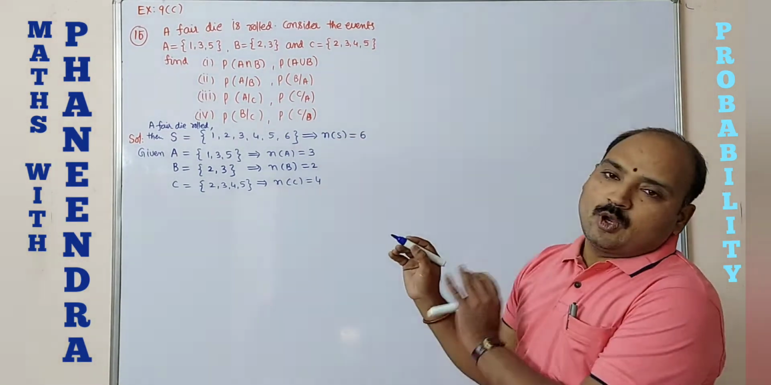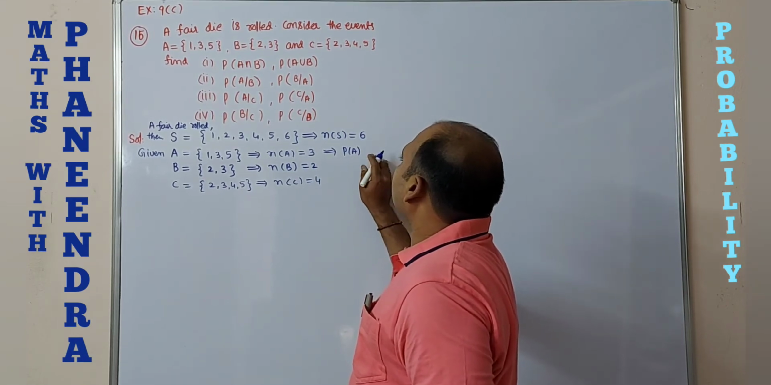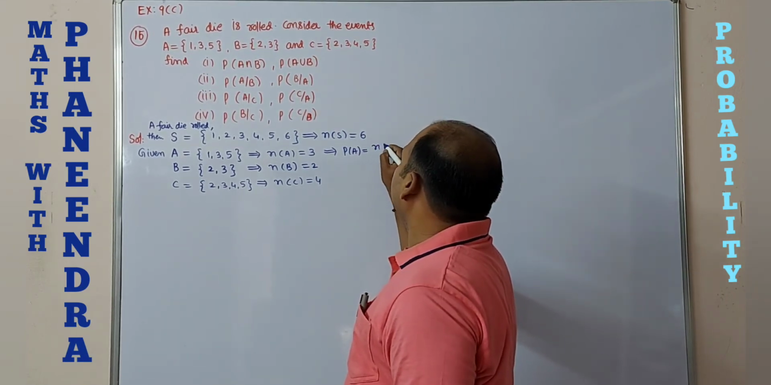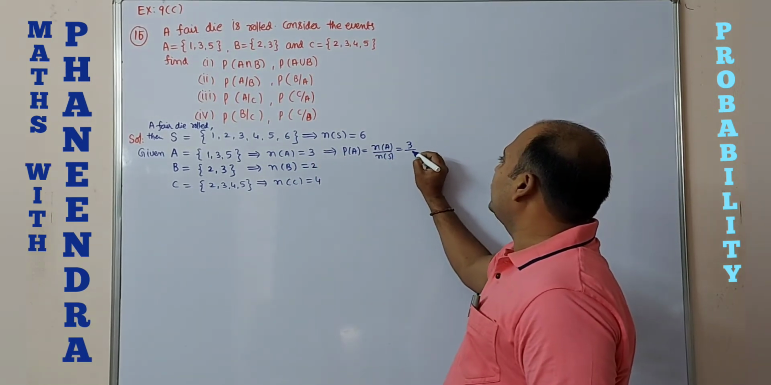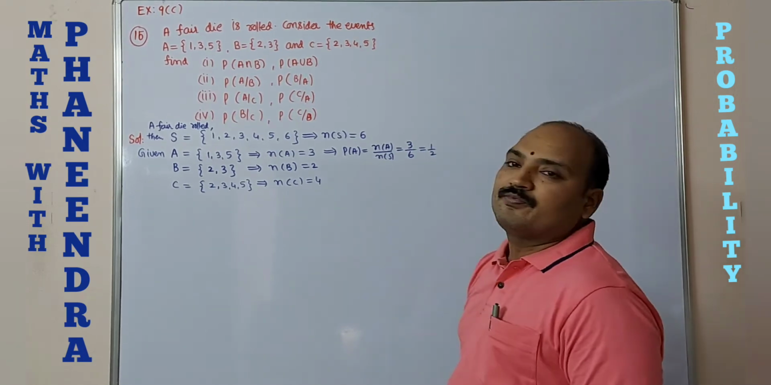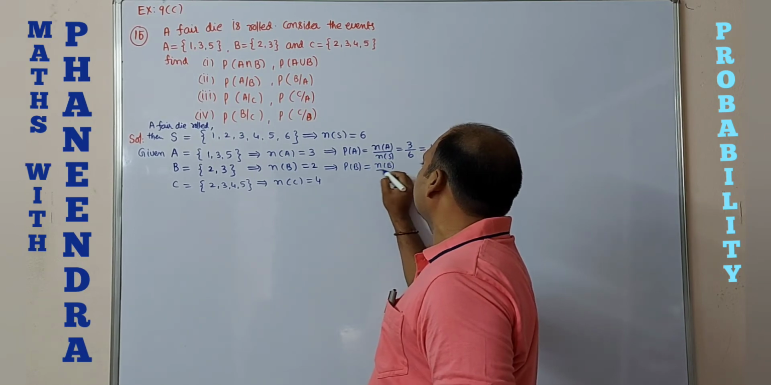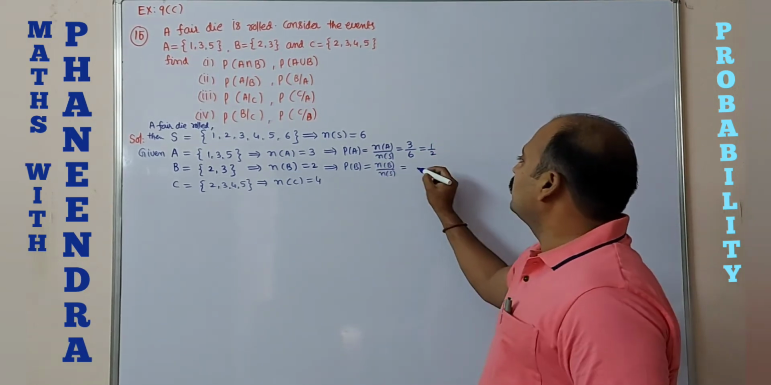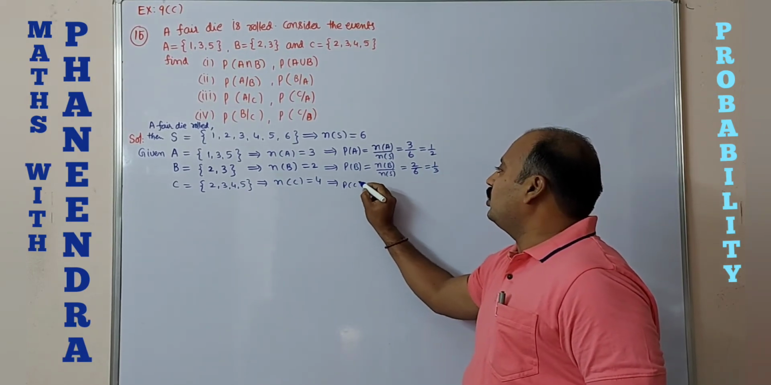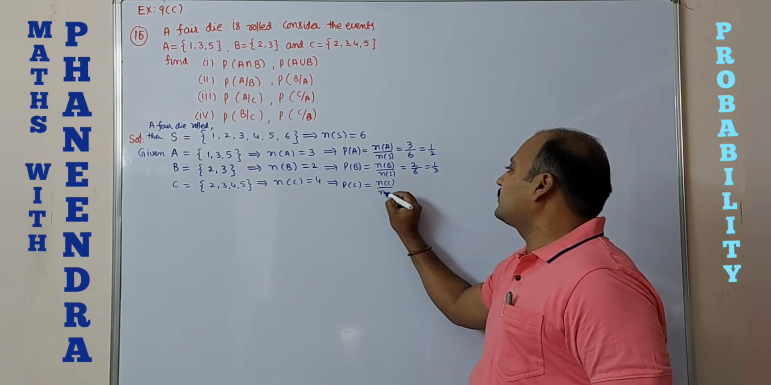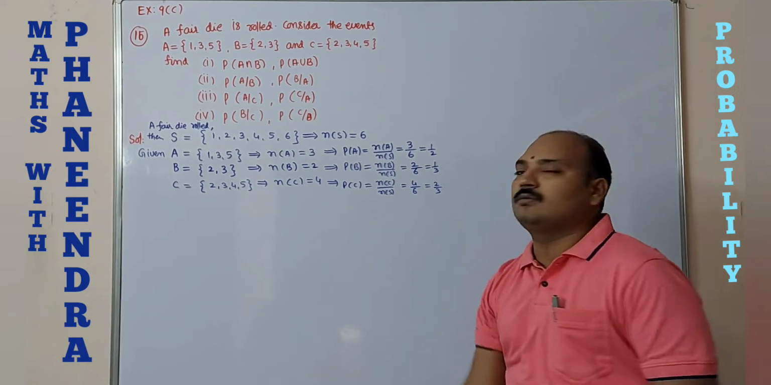So first, the individual probabilities you calculate. P of A is equal to n of A by n of S. So n of A means 3 by 6, 1 by 2. Next, P of B is equal to n of B by n of S. So 2 by 6, 1 by 3. P of C equal to n of C by n of S. 4 by 6, that is equal to 2 by 3.